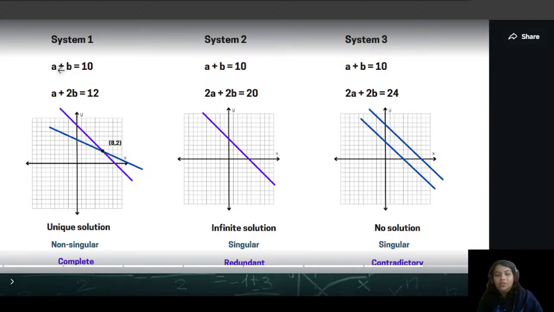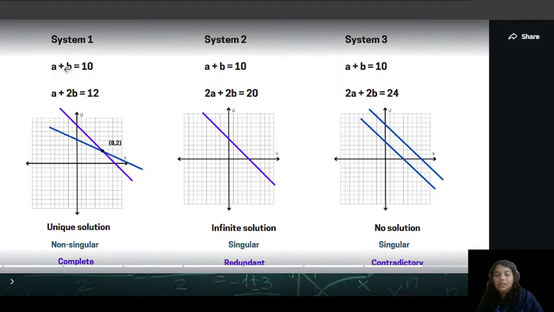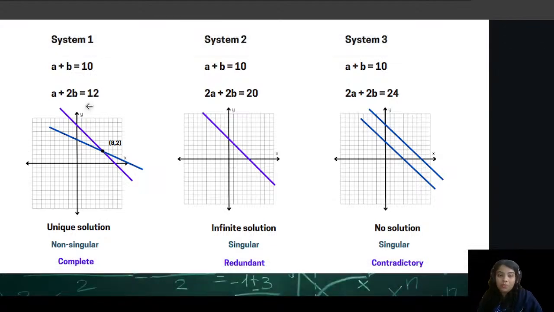The value of a is something plus b equal to 10, but when I am adding another b, it becomes 2. So the value of b must be 2, the value of a would be 8 and the value of b would be 2. So we are getting this information and it is giving us much more information. So this is a non-singular system and it is a complete system.